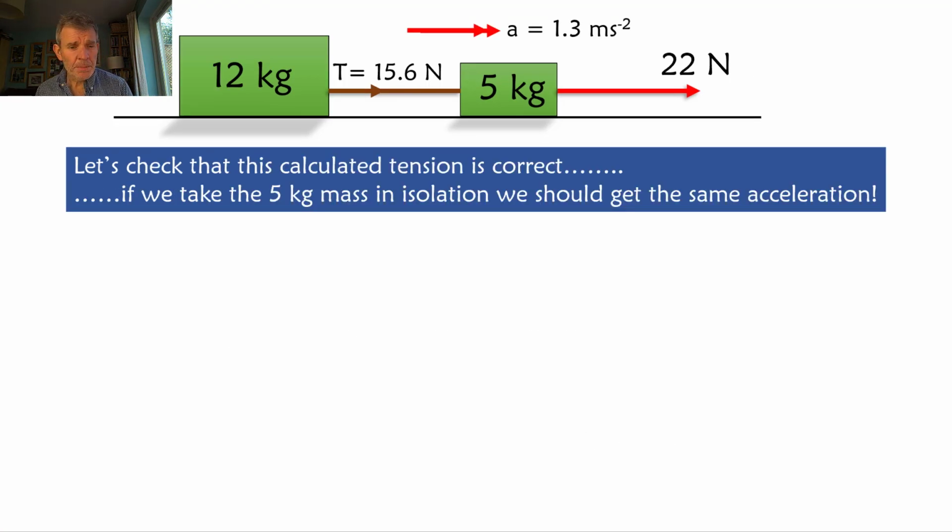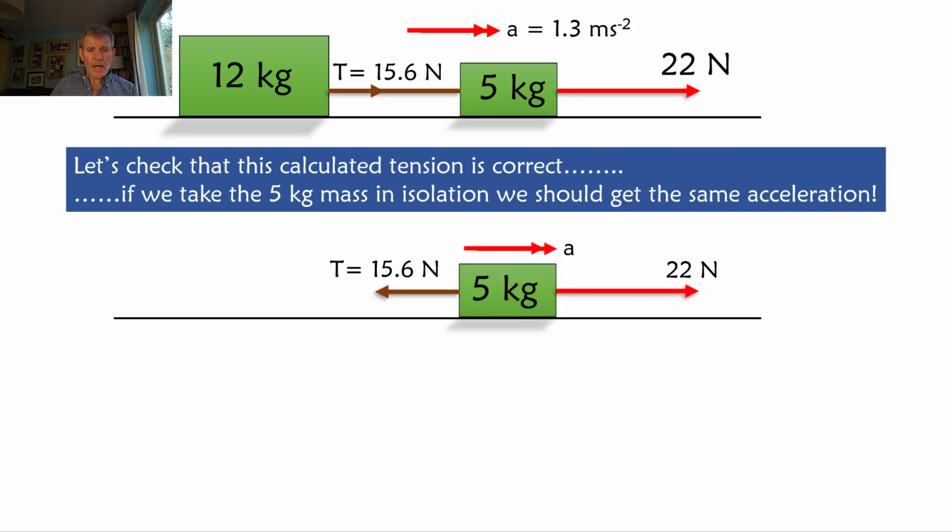So we could leave it there, but let's do a check. Let's just make sure that calculated tension is correct. If we take the 5 kilogram mass in isolation, we should be able to work out its acceleration, which should obviously match the acceleration that we've already worked out, which is 1.3 meters per second squared. So there's our 5 kilogram mass. We've got the forward force there of 22 newtons. We've got the tension now, which is 15.6 newtons that we've just calculated.